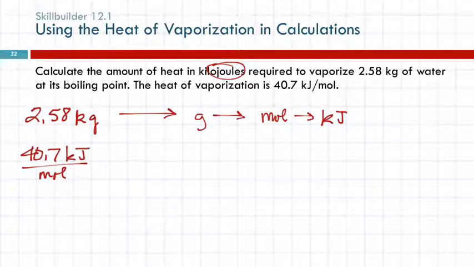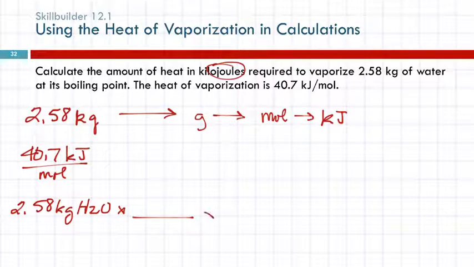So there's our path. Once we've got the path, we follow the path. So 2.58 kilograms of water. Let's just put that in there. I look at my path. I see three arrows. That means I need three lines for three conversion factors. The units here go in the numerator, kilograms to grams to moles to kilojoules.